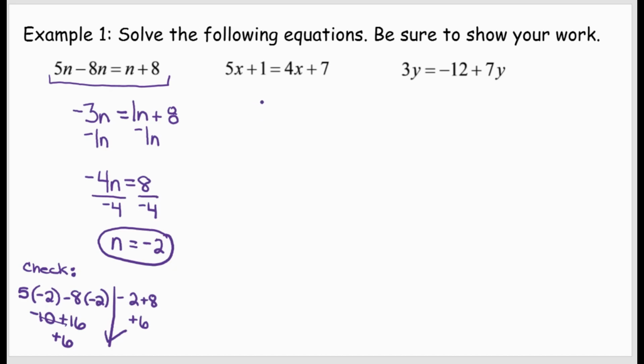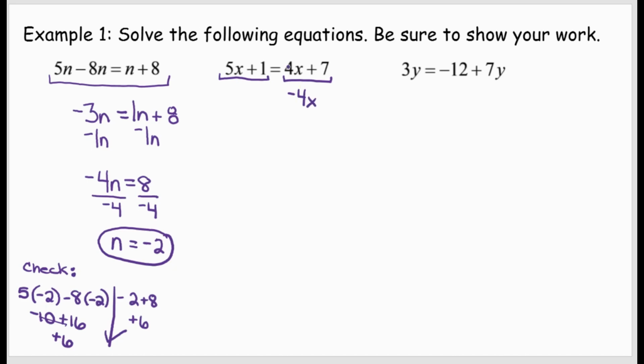Okay, next question. We have 5x plus 1 equals 4x plus 7. So I notice that there are variables on each side of the equation. I also notice that nothing needs to be simplified. So I'm going to move to the step of adding or subtracting. Because there are variables on both sides, I can either choose to move the 5x over to the right side or the 4x over to the left side. It doesn't matter. This answer will be the same either way. I'm going to choose to move the 4x.